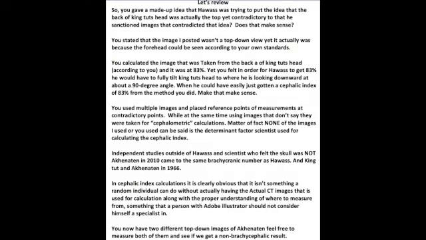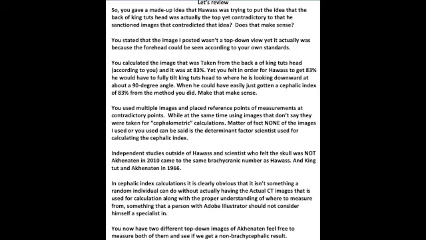So let's review. So you gave a made-up idea that Hawass was trying to put the idea that the back of King Tut's head was actually the top. Yet contradictory to that, he sanctioned images that contradicted that idea. Does that make sense? Think about it. Does it really make sense? He has an idea, but then he sanctions images that contradict his idea? That makes zero sense. So your idea makes zero sense.